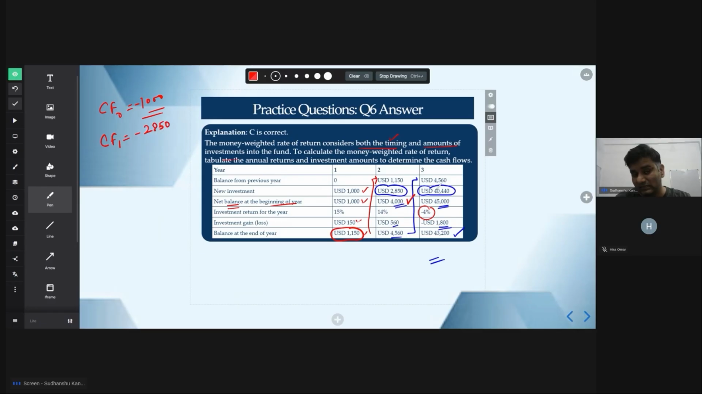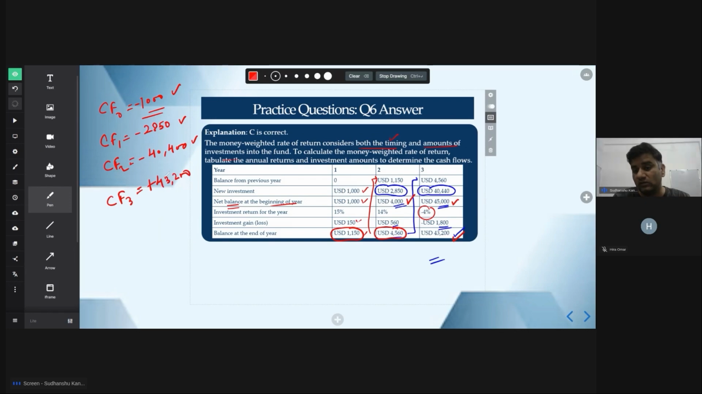Then same thing here, CF2. Your amount at the end was 4560, but your new balance at the beginning of the third year was 45,000. So how much was received? Received was minus 40,400. And then we talk about CF3. CF3 is the amount which is now with you at the end of the year. Now, all these amounts are received, that's why they are negative. Now at the end you have a positive balance of 43,200, right?